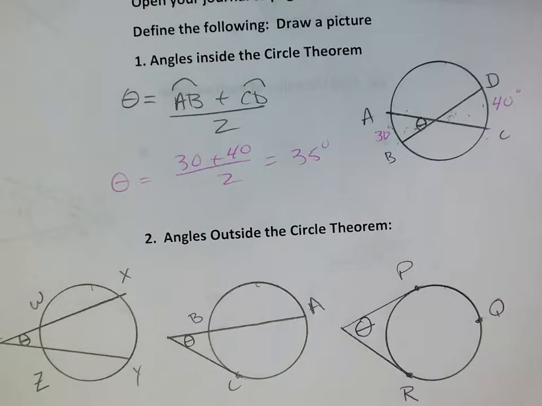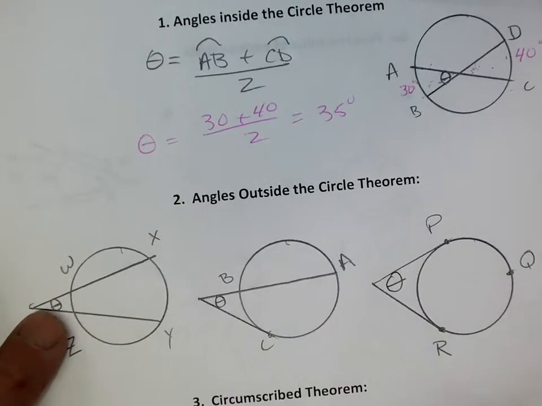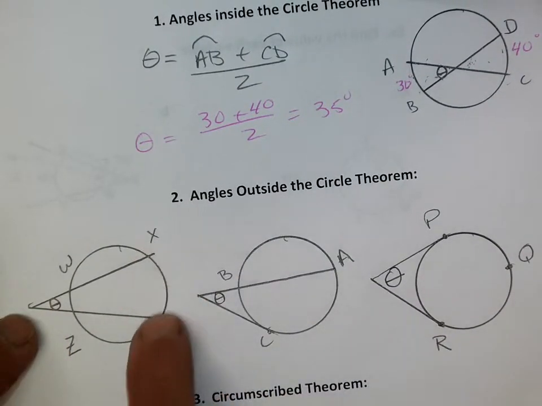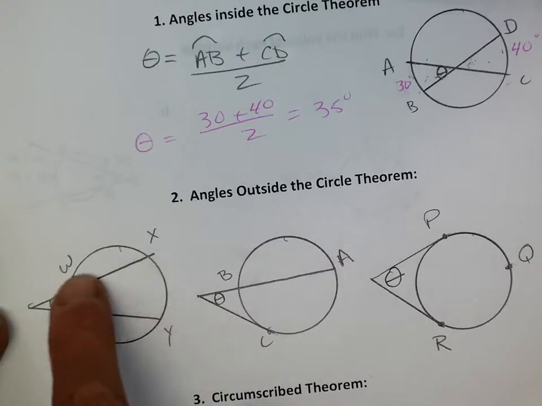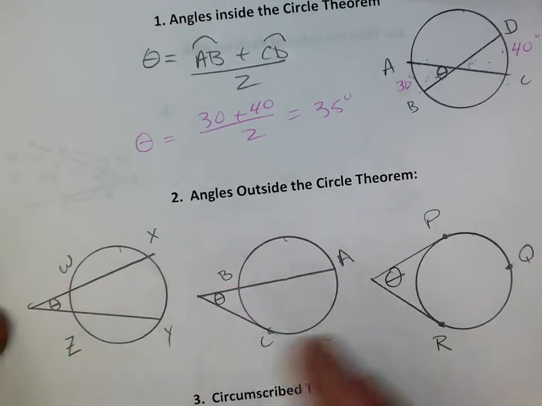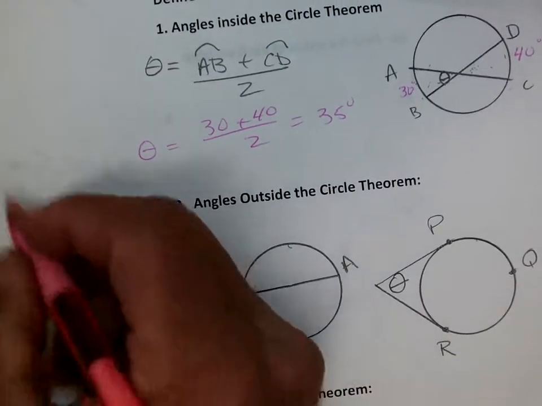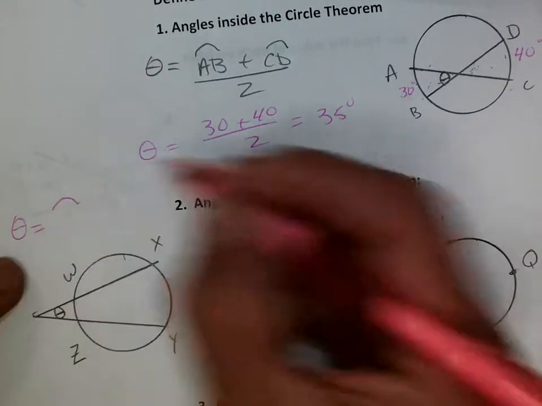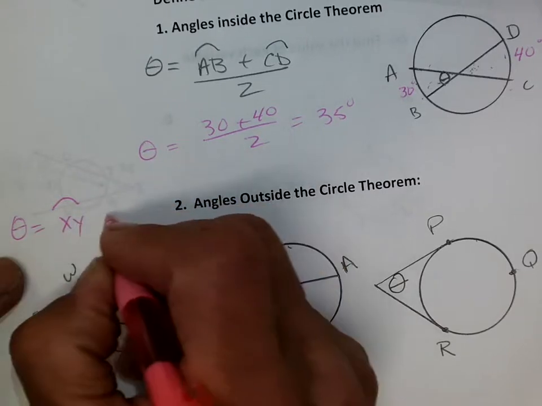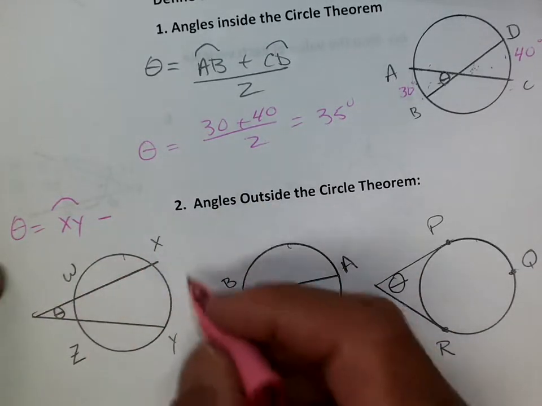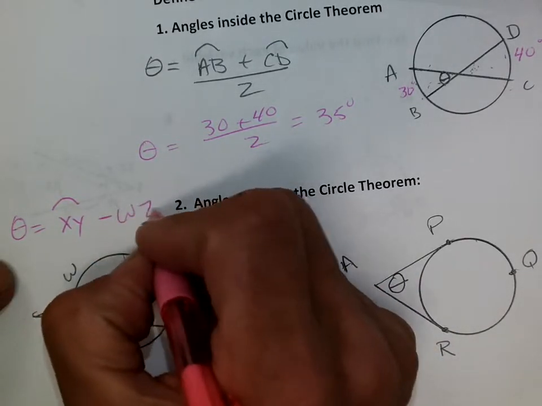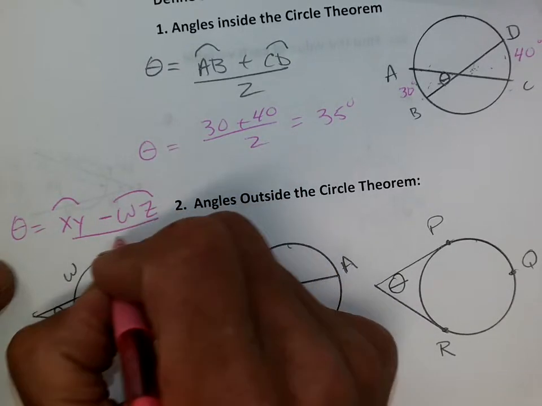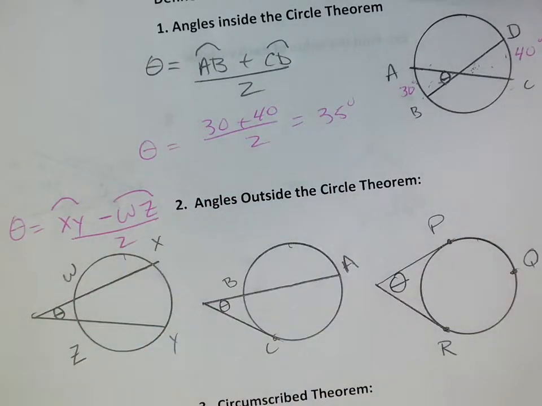Okay, number 2. In number 2, this is an exterior angle. So it has an outside arc, and it's got an inside arc, right? Outside arc, inside arc. So the formula is that theta is equal to the outside arc, XY, minus its inside arc, WZ, divided by 2. So instead of plus, we just subtract. Outside arc minus inside arc divided by 2.